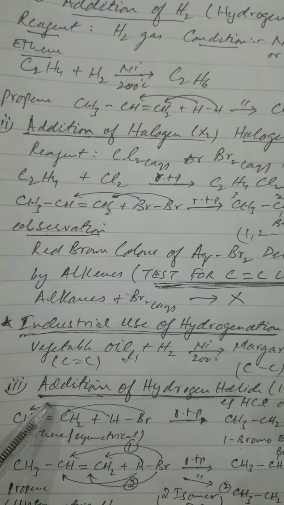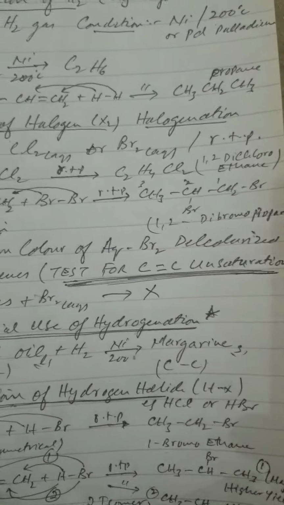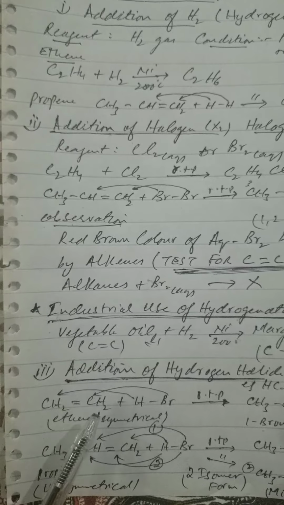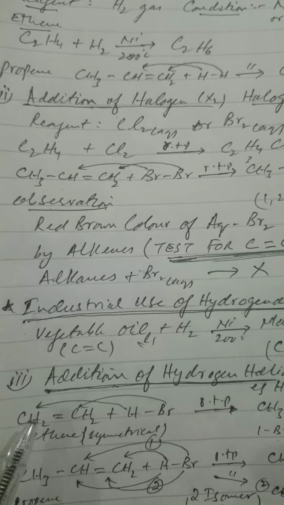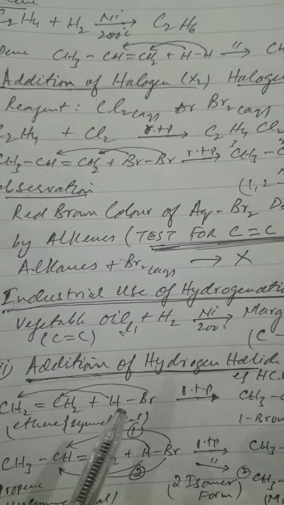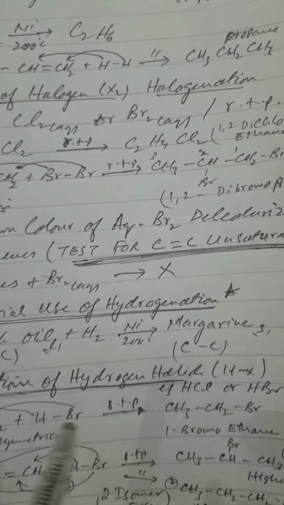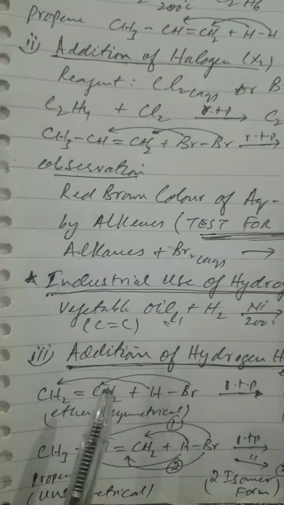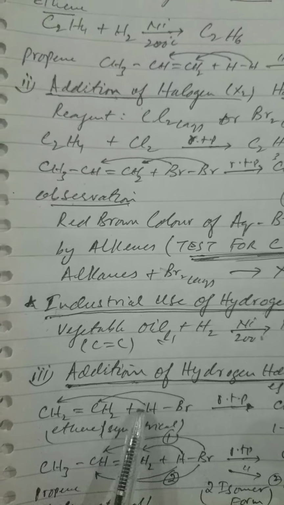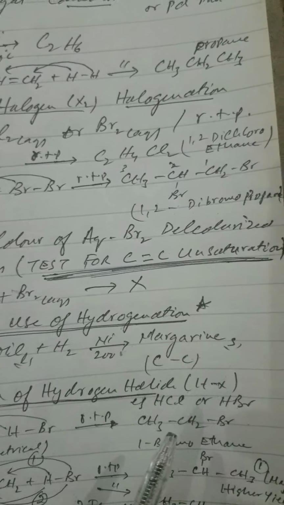The next example of an addition reaction is addition of hydrogen halides, HX, but we will use either HCl or HBr. The reaction will take place at RTP. Ethene, which is also called a symmetrical alkene, when we react it with HBr, a single product will form, which is called bromoethane. Bromine will be added to one carbon of the double bond and H will be added to the other carbon atom. If you reverse it, you add hydrogen to this carbon and bromine to the other carbon, the product will remain the same.